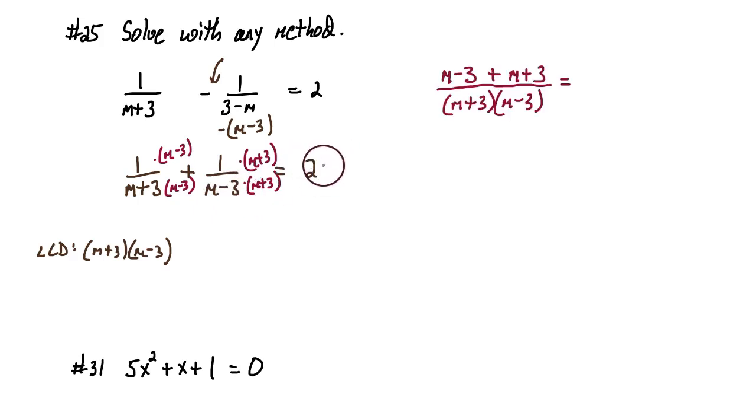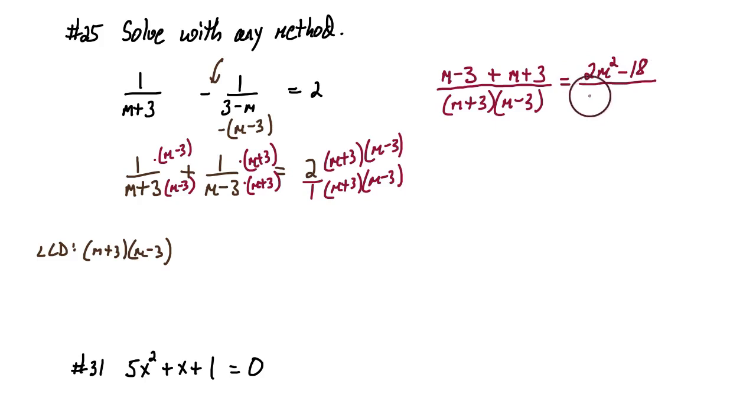Now the 2. To get a common denominator, let's put a 1 underneath that, and then multiply top and bottom by m plus 3 times m minus 3. And then evaluate what this makes. This is 2m squared minus 18 all over the common denominator. In this spot here, notice we can do some combining like terms. M plus m is really 2m, and minus 3 plus 3 cancels away.